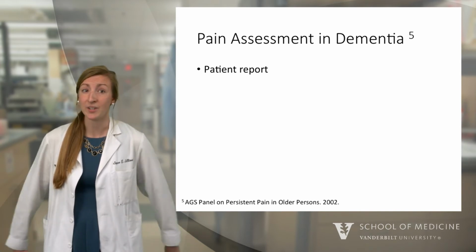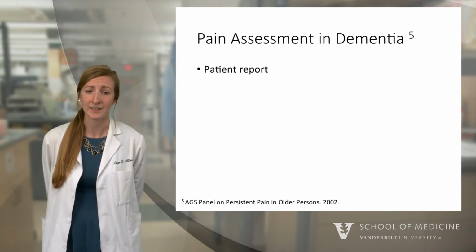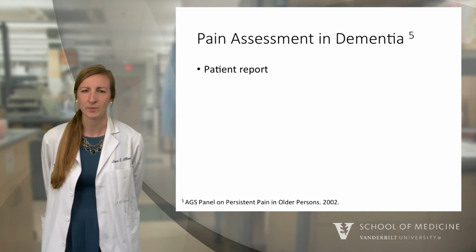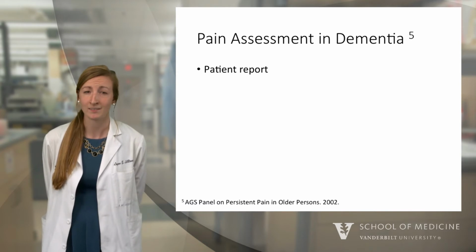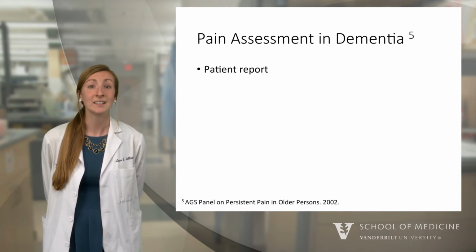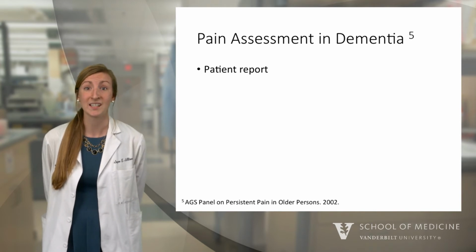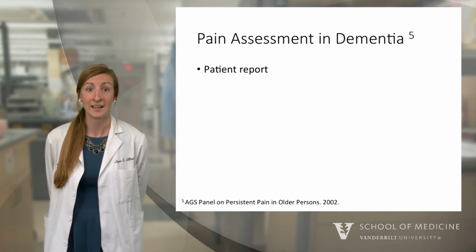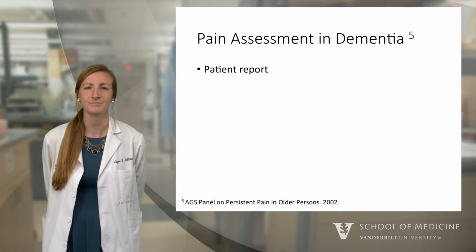Self-report is the most reliable indicator of pain in the general population, and it is a key indicator, even in patients with dementia. If a patient tells you that they are in pain, they most likely are. However, studies have repeatedly shown that self-report alone is an insufficient tool for evaluating pain in adults with dementia.